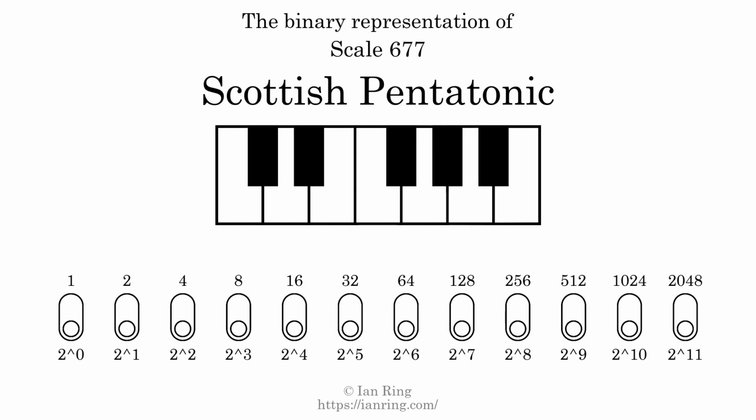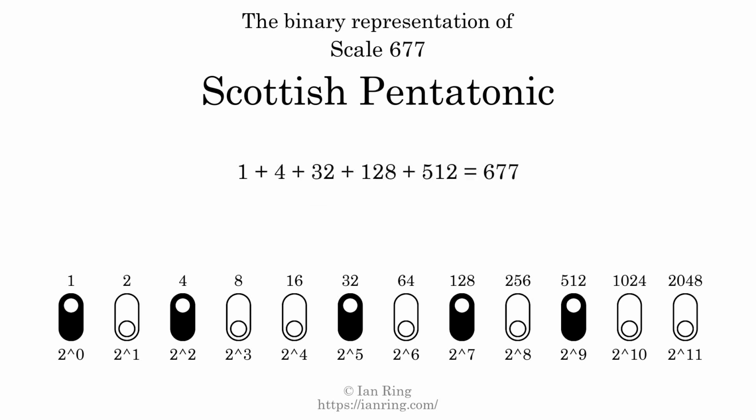The binary representation of this scale is determined by mapping tones of the scale to binary digits. Each binary digit represents a power of 2. To get the scale number, we add the powers of 2 together. The powers of 2 that are present in the scale, all added together, equals 677. That is why the scale number, in decimal, is 677.